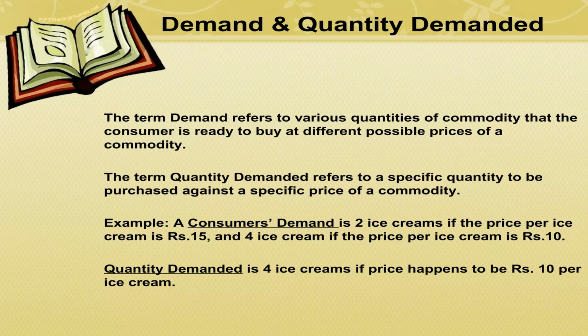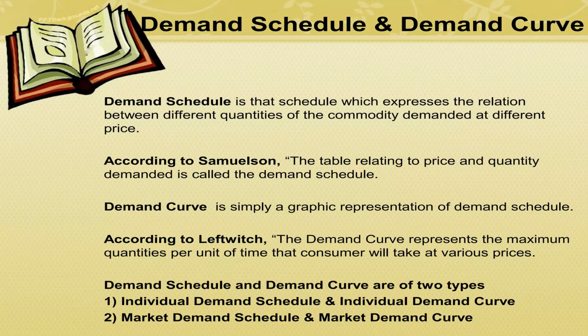An example: consumer demand is 2 ice creams if the price per ice cream is 15, and 4 ice creams if the price per ice cream is 10. Quantity demanded is 4 ice creams if the price is rupees 10 per ice cream. What is a demand schedule? A demand schedule is that schedule which expresses the relation between the different quantities of a commodity demanded at different prices.